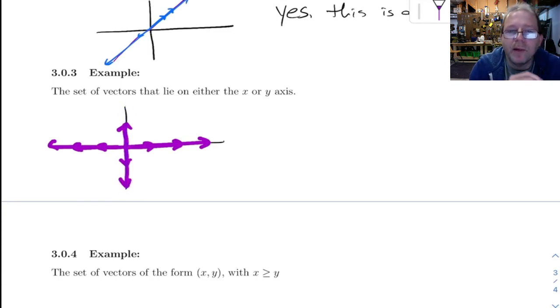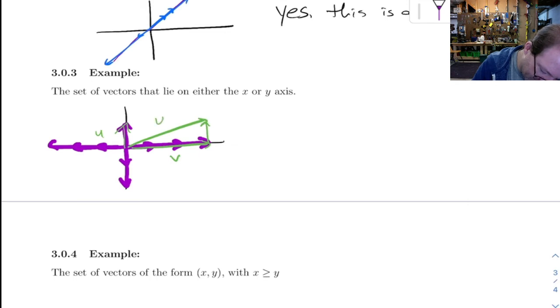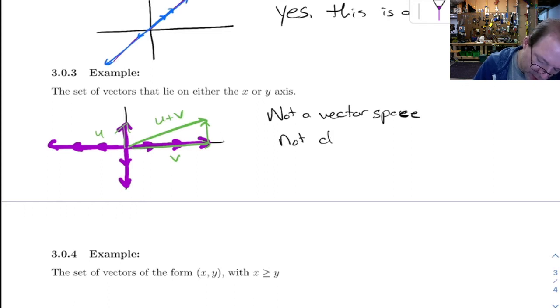But addition is going to be problematic here. Because if you add one of these vectors to one of these, you're going to get something that sticks off over here. So if this is u and this is v, then u plus v is going to come up here. So this is not a vector space, because it's not closed under addition.